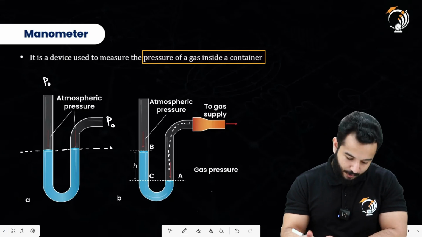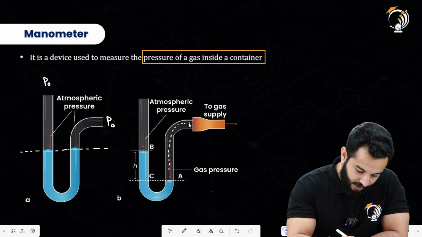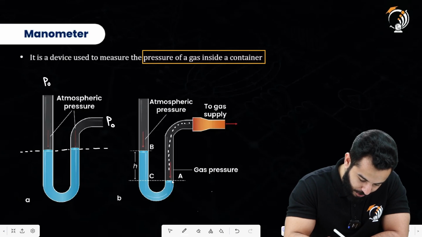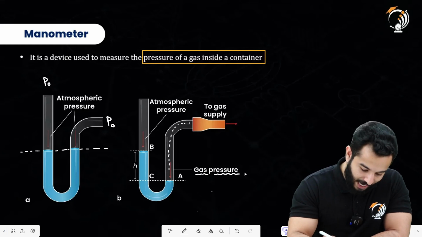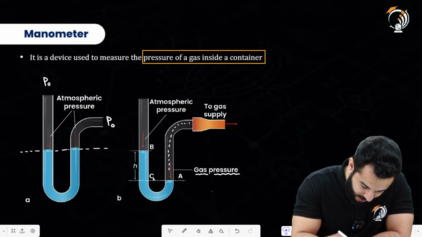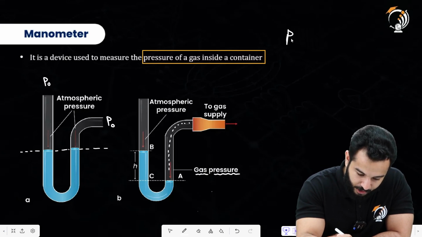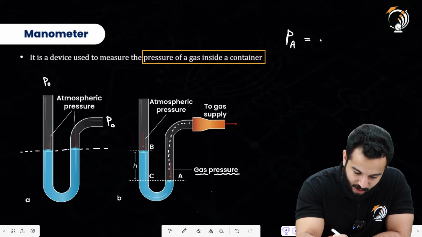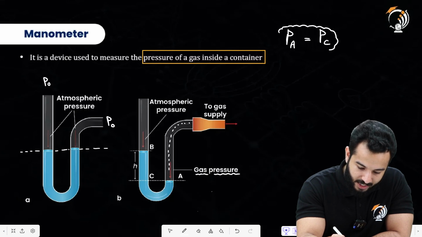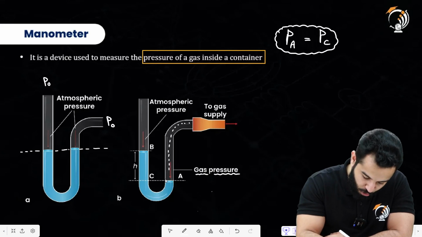But now what happens is, let's suppose we have connected a gas supply over here. So here we have gas. Now this gas is applying a pressure in this direction, which we are calling gas pressure. Because of that, we want that whatever the pressure at point A is, at C also it should be the same, because again this is what Pascal's law said, right? It will transmit equally to that particular level. So it should be the same.